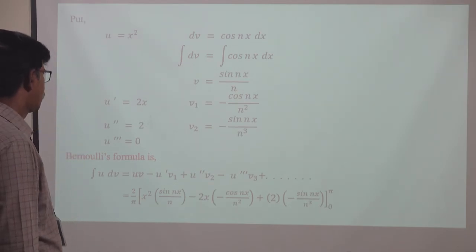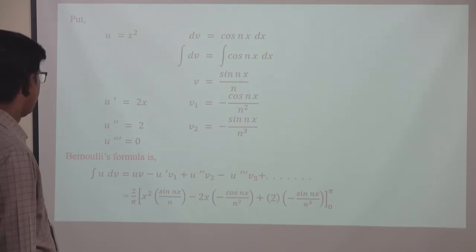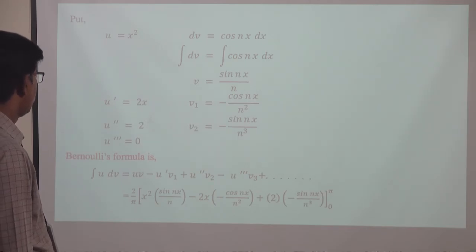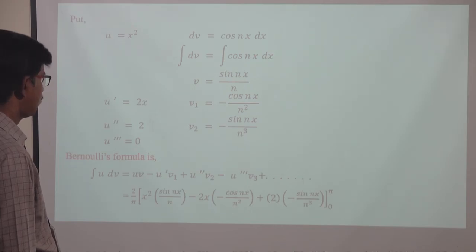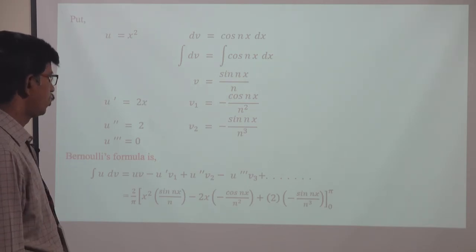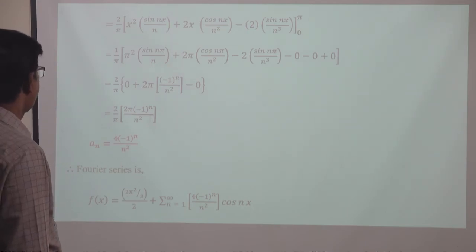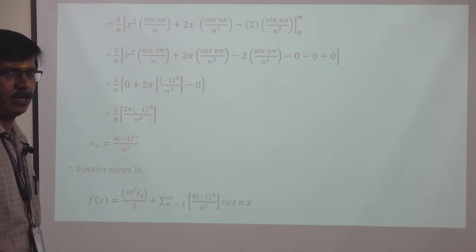If we substitute the results in this formula, we will get the result as 2 by pi times: u is nothing but x square and v is nothing but sin nx by n. u dash is nothing but 2x and v1 is nothing but minus cos nx by n square. Then u double dash is 2 and v2 is nothing but minus sin nx by n cube, with the limit 0 to pi. We have to substitute the upper and lower limits. Before that we have 2 by pi times x square into sin nx by n plus 2x into cos nx by n square minus 2 into sin nx by n cube. Now we can substitute the limits.